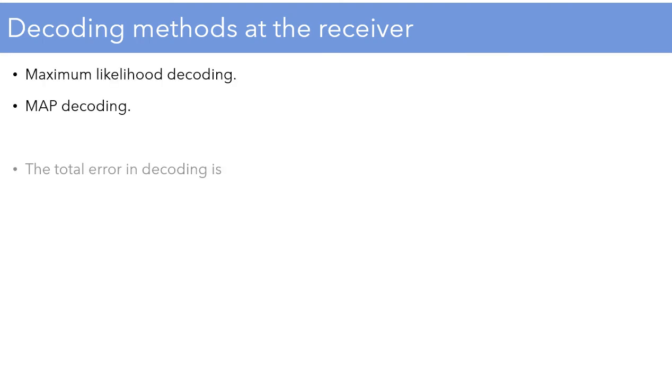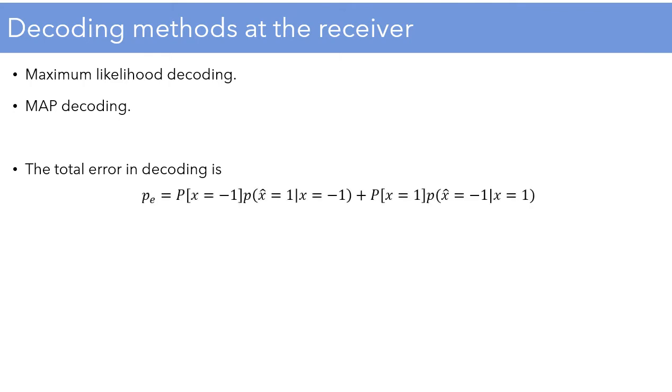So we have talked about maximum likelihood and MAP decoding. The total error in decoding would be the probability that x is -1 times the probability of error given x is -1, plus the probability that x is 1 times the probability of error given x is 1. So you have this conditional error, given x is -1 what is the error, given x equal to 1 what is the error, and you multiply with the probabilities of 1 and -1 and you get the total error for decoding. So you can also try to choose a decoding which minimizes this error.